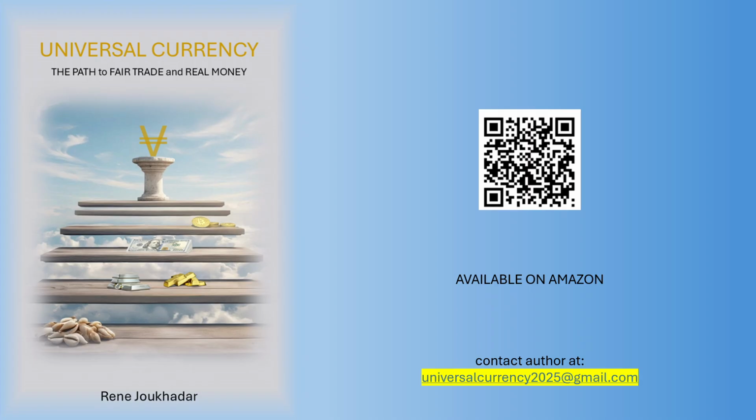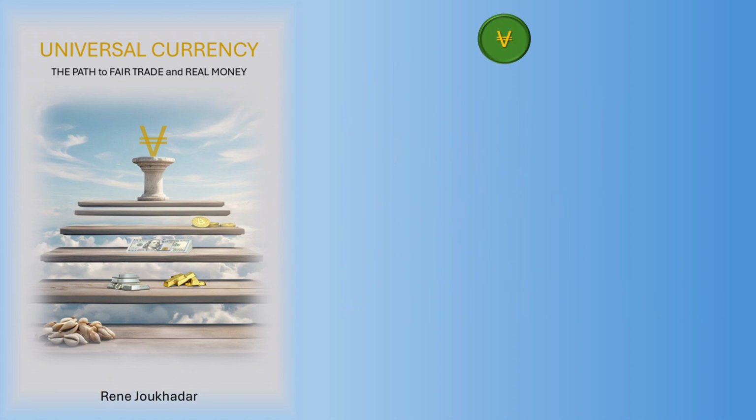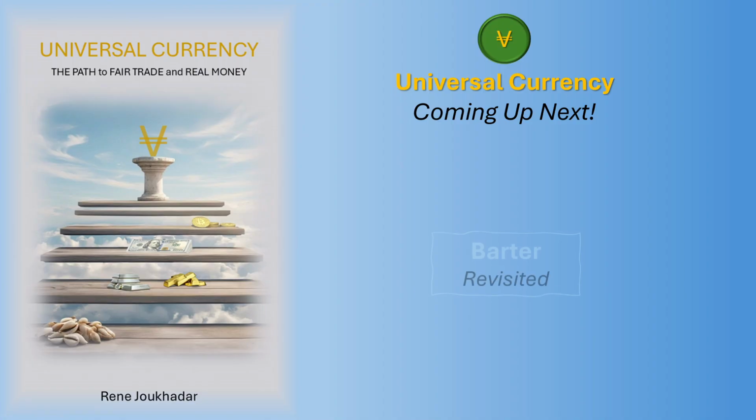The target audience for this presentation is everyone who uses currency, including ordinary people, policymakers, and economists. If you have not watched part 1, I strongly encourage you to watch it as it serves as an important introduction to part 2. In part 2, we will discuss what is the correct way of creating currency. However, before we start discussing the universal currency model, we find it useful to highlight certain aspects of bartering.